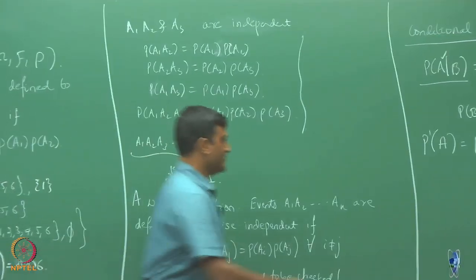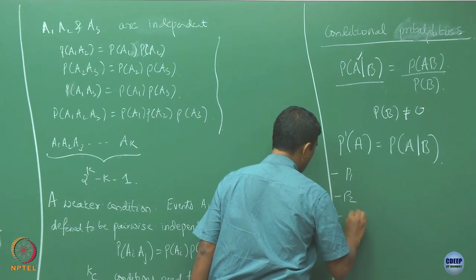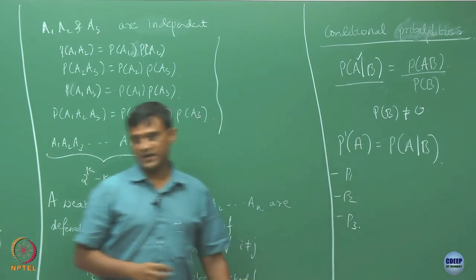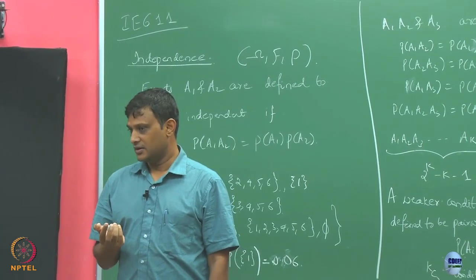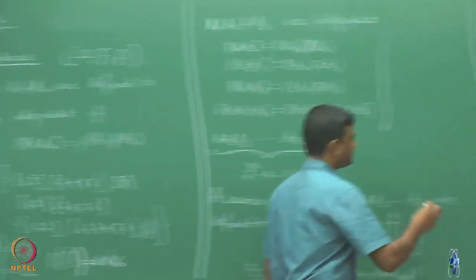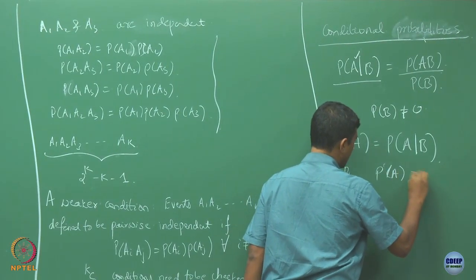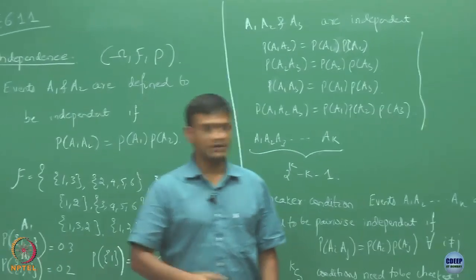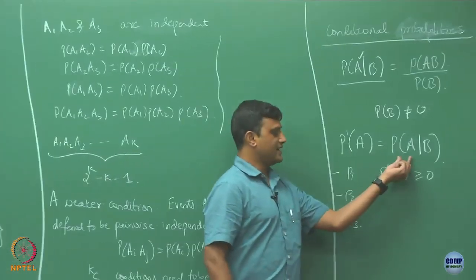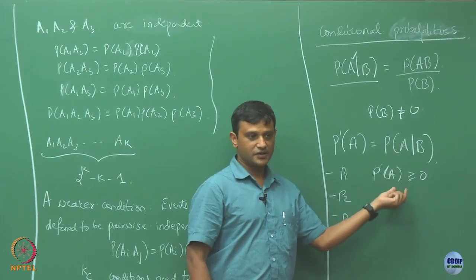I need to basically verify the three properties, P1, P2, P3. What was the P1 property? It says basically non-negativity, right? So is my P of A going to be greater than or equal to 0? Yes, this is by definition. If you have defined it like this, it is always going to give non-negative values. This is going to naturally hold.